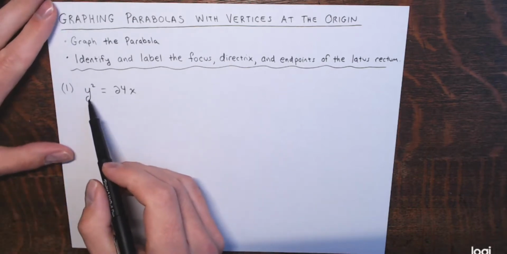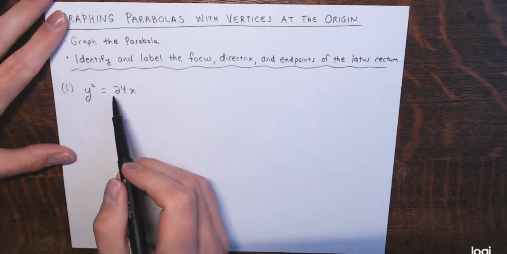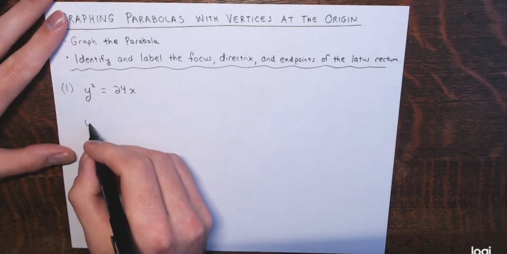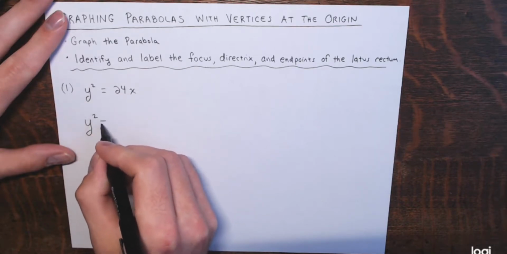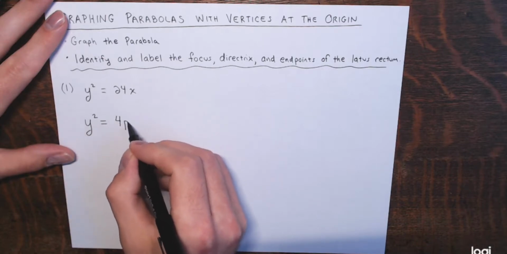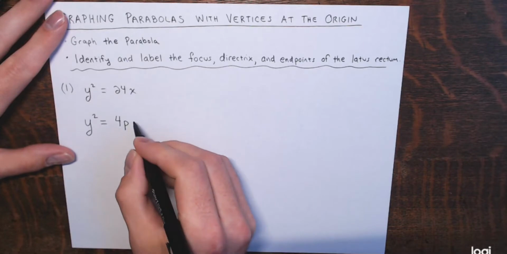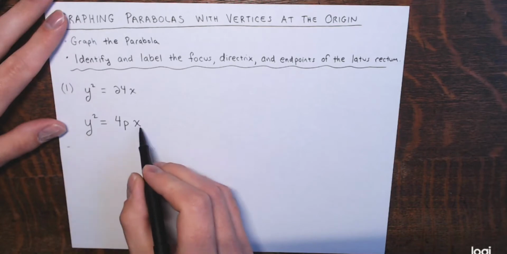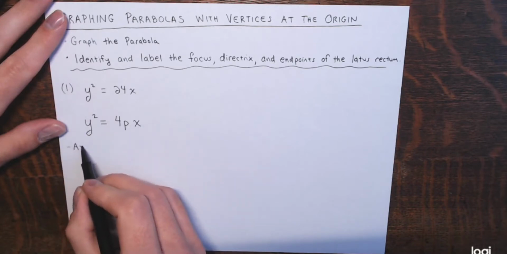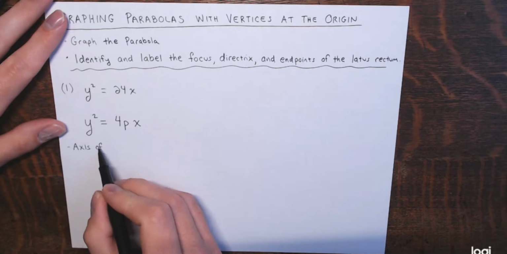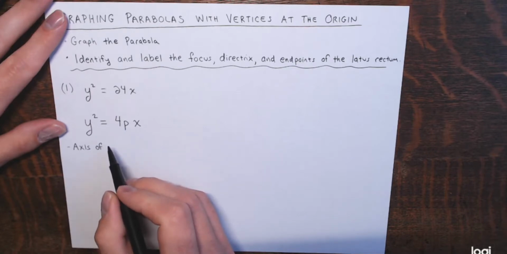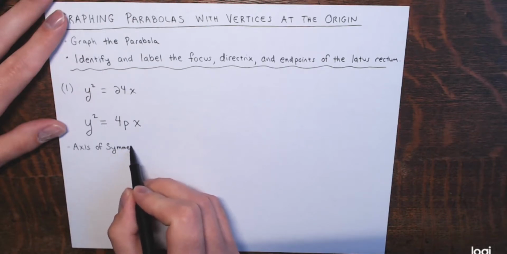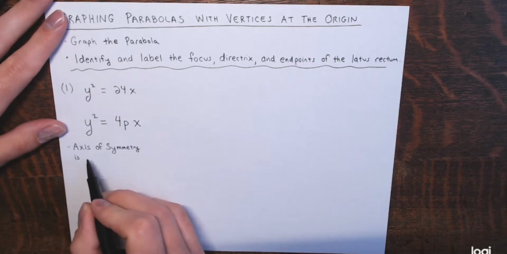All right, so the first equation I have here has the y squared but not the x, and notice that the y squared is alone. So this is in standard form. It's y squared equals 4p times x, where 4p is just a number, 4 times p. And like I said, if the y is squared and the x is not, that tells me that the axis of symmetry is going to be a horizontal line. In this case, the x-axis. But I'm just going to write axis of symmetry will be horizontal.